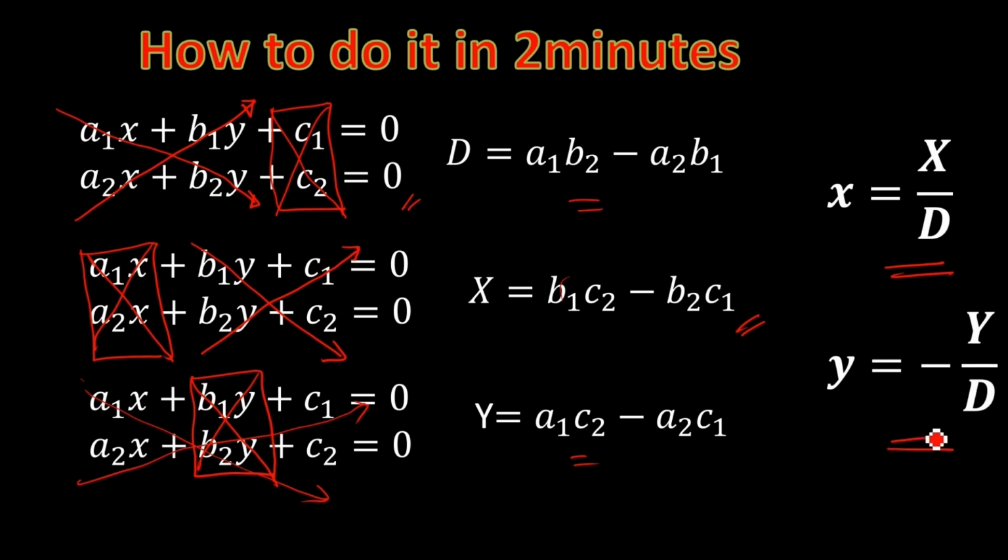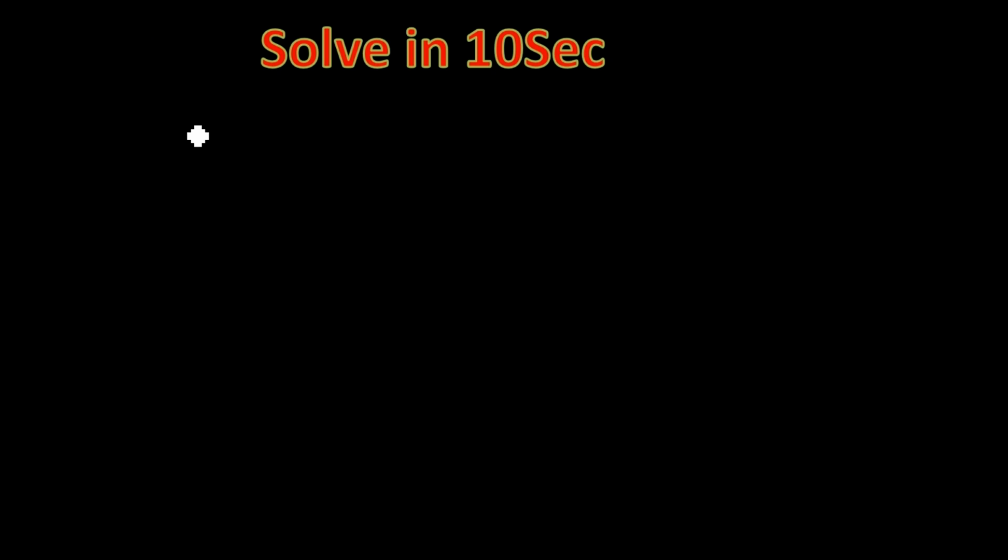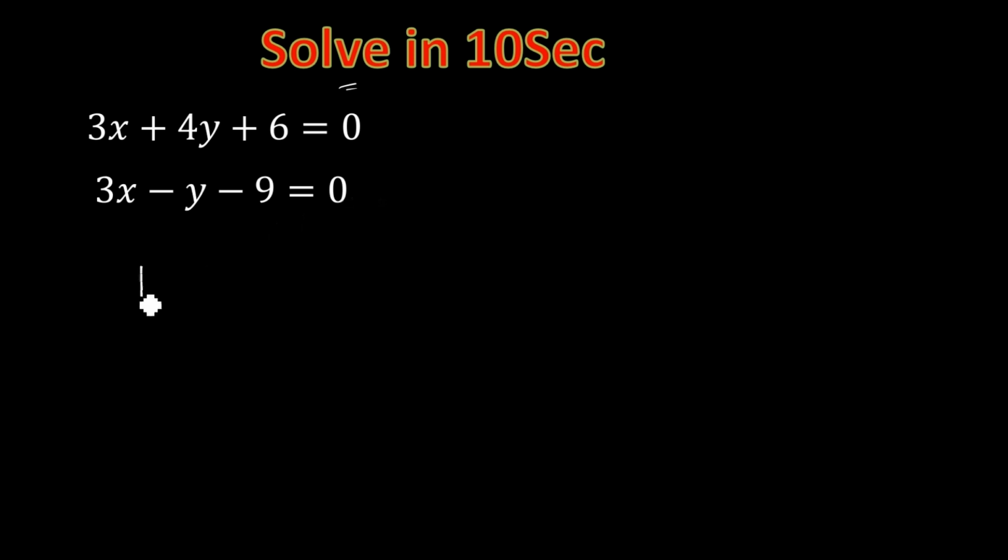If you see the example, you will do it within 10 seconds. Now we will solve a pair of equations in 10 seconds. Let's take the given pair of linear equations. Now we will find the d term first. How do you find the d term? Just multiply 3 into minus 1 minus 3 into 4, 12. So it is minus 3 minus 12, it's minus 15.